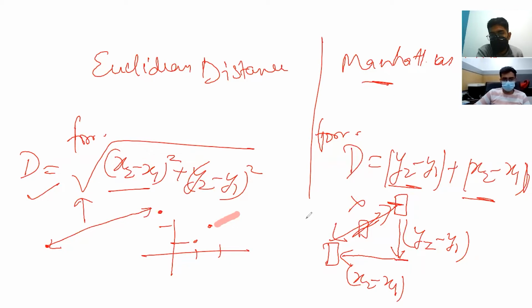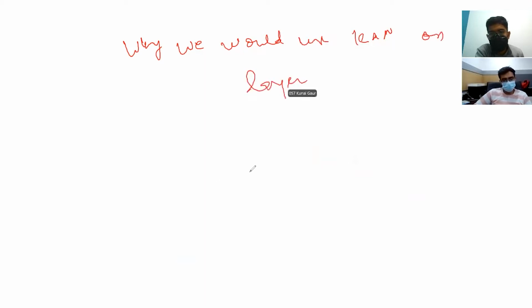Good, good. That is clearly understood. Now I want to ask why we would not use KNN on a larger data set. Did you know that we cannot use KNN on a larger data set? Yeah, I had a rough idea. What is the reason? Actually, I am not very clear about it, but I have a rough idea.